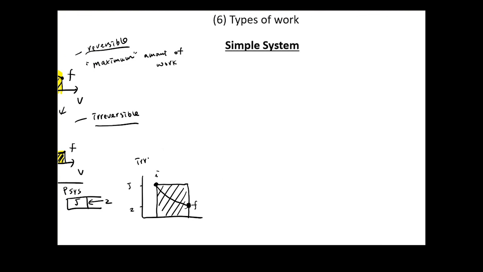All right, so the very last thing I want to talk about regarding work is the type of work. So far, we always talk about dW equals P external dV, right? This is the only type of work you're going to encounter in the simple system. But if today you don't have a simple system, that means you're going to have other types of work.